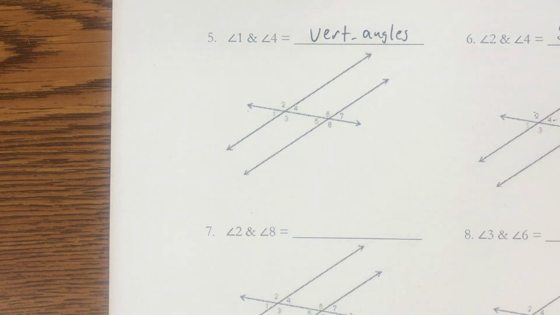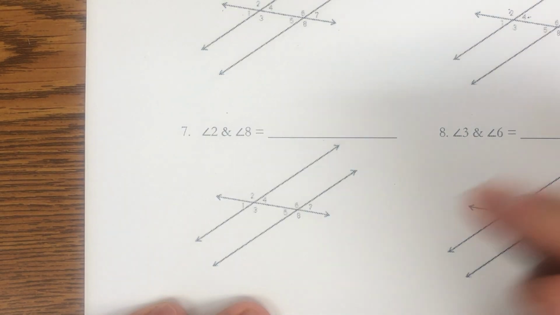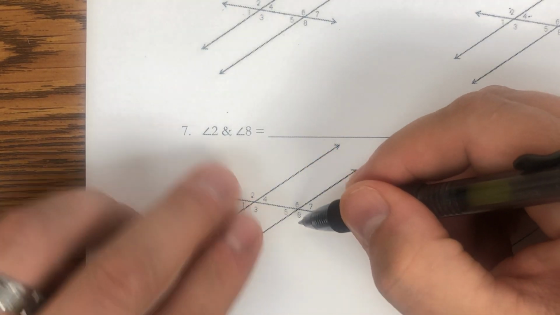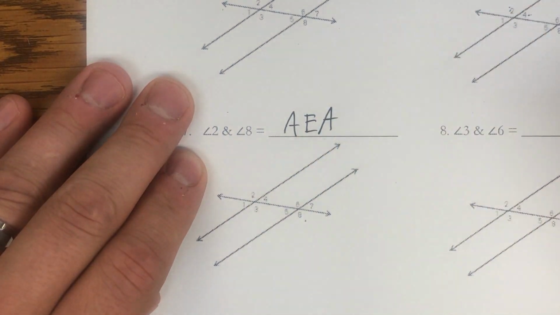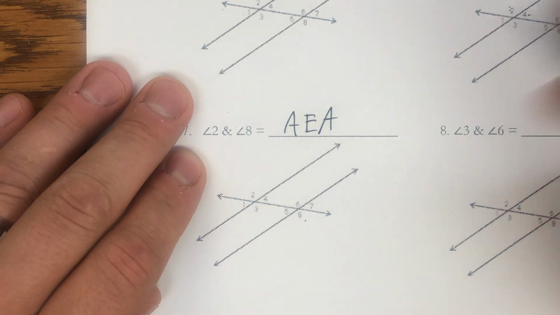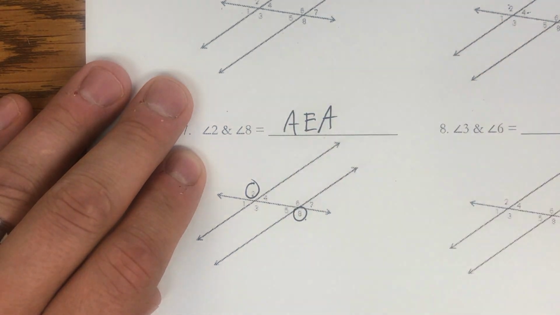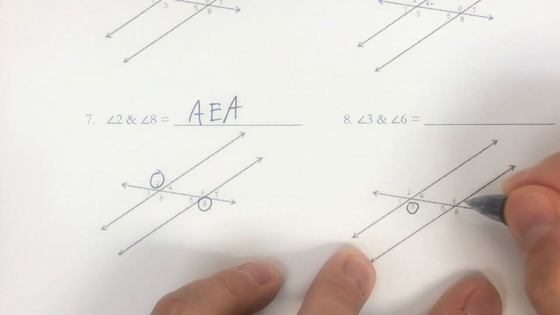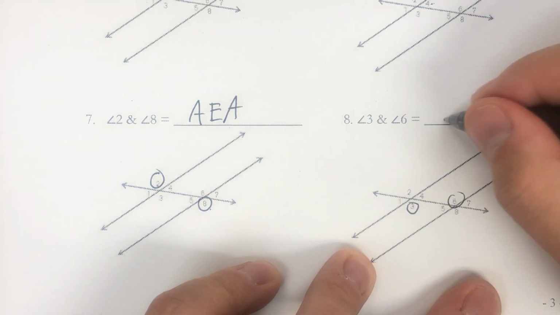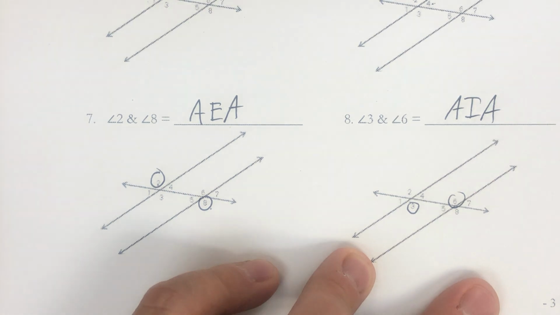All right, now we have angles 2 and 8. Different clusters, both on the outside. Those are alternate exterior angles, AEA, 2 and 8. And lastly, we have angles 3 and 6, interior, interior, alternate interior angles for 3 and 6.